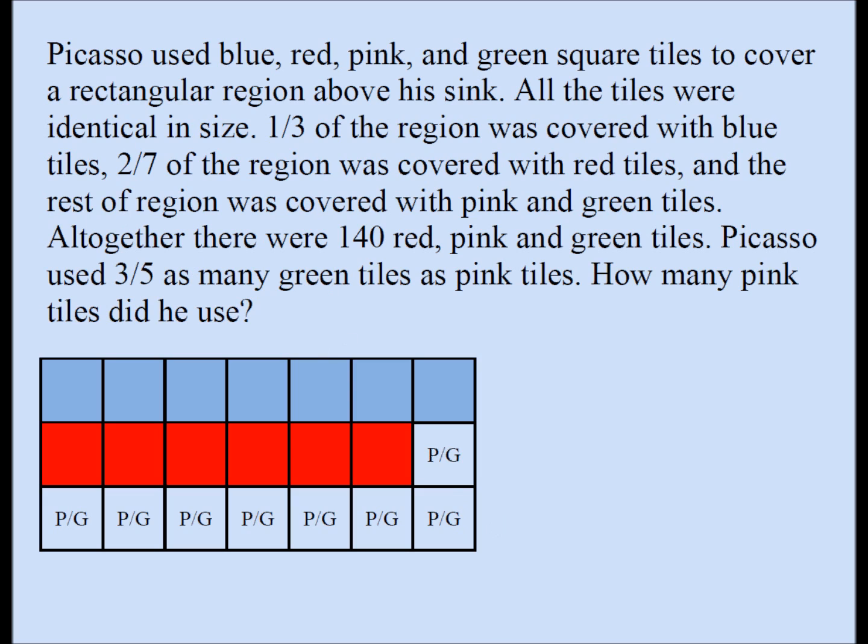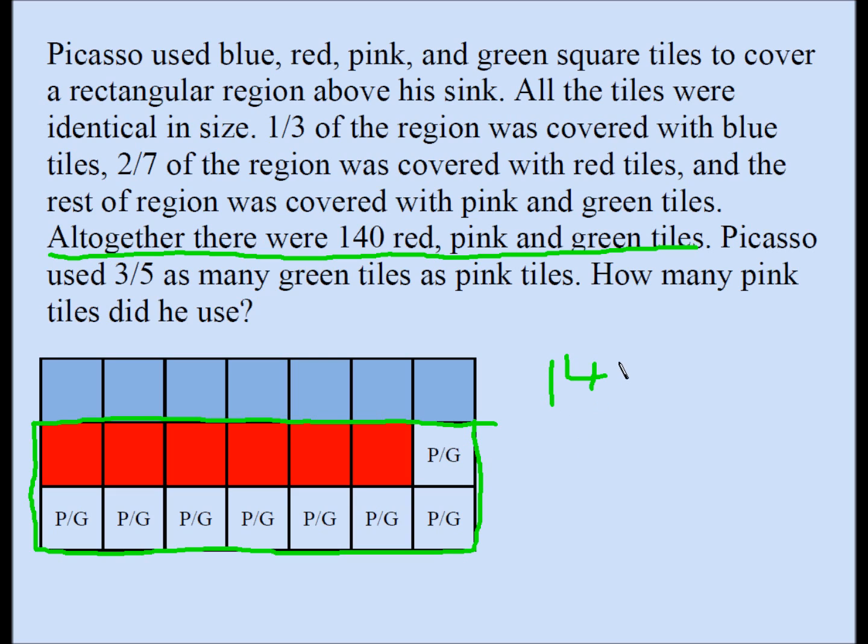Now let's go back and read the question and see what we can do. The question says, altogether there were 140 red, pink, and green tiles. That tells me this area should represent 140 tiles. Why? Because this area has red, pink, and green tiles. So how many squares are here? There are exactly 14 squares. If you take 140 divided by 14, you're going to get 10. And that tells me that each square has 10 tiles.